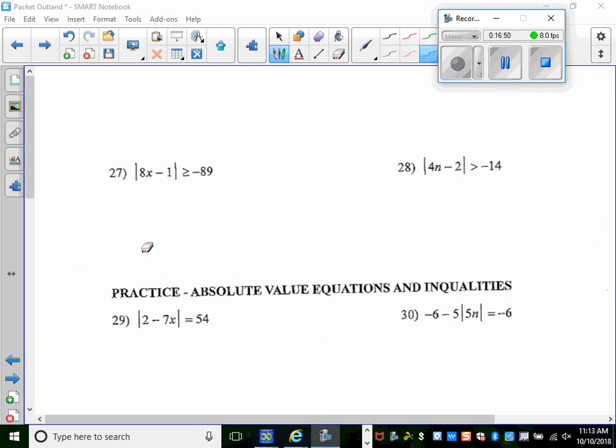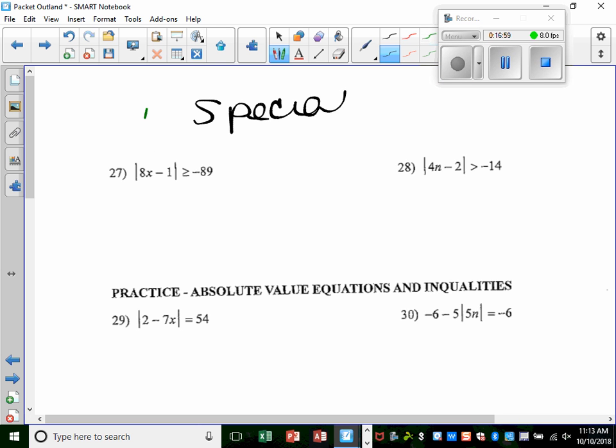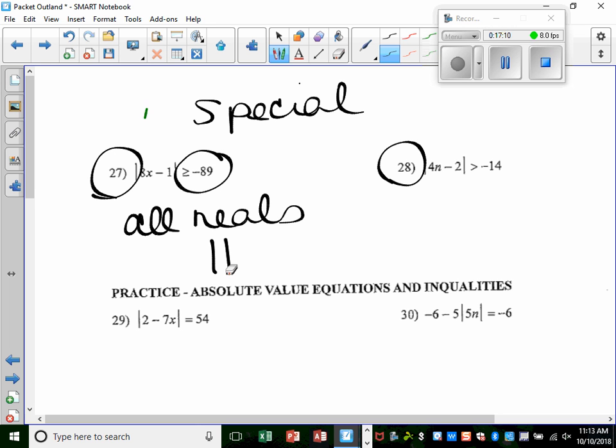So just like we had special cases for and, here are some special cases for or. We'll write special at the top. These two are special because it says that it's going to be greater than a negative number. So that means all reals, or you can put the real symbol. Same thing here. This says greater than a negative number because obviously the absolute value of anything is going to be greater than a negative number. So that means all reals. So those are special cases as well for your greater than symbols, the or statement.